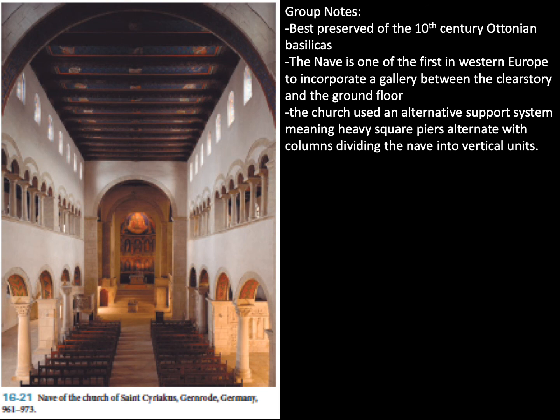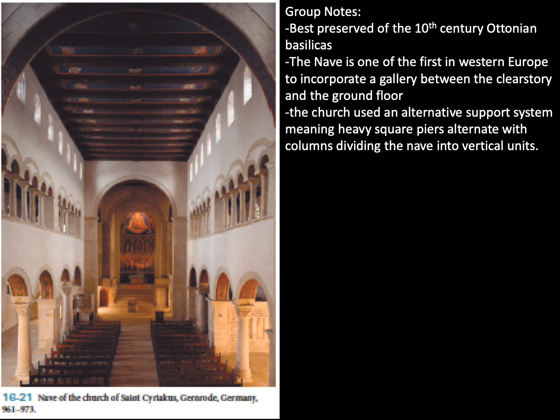This is the nave of the Church of Saints Cyriacus in Germany. This is the best preserved church of the 10th century of the Ottonian basilicas. The nave is the first in Western Europe to incorporate a gallery between the clerestory and the ground floor. That gallery is really important. It's that center row of barrel vaults that you see. That gallery is taken all the way into the Gothic churches.